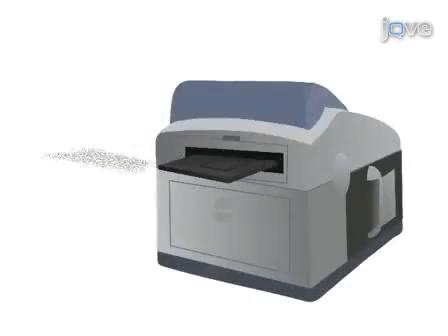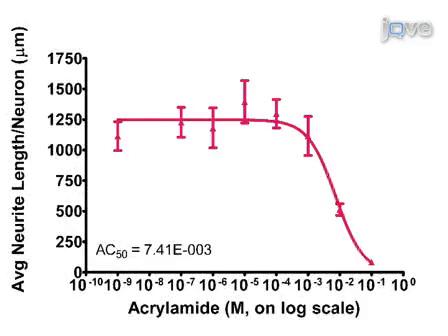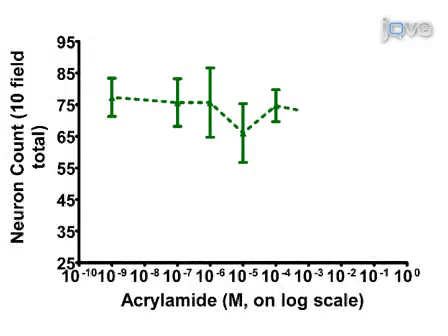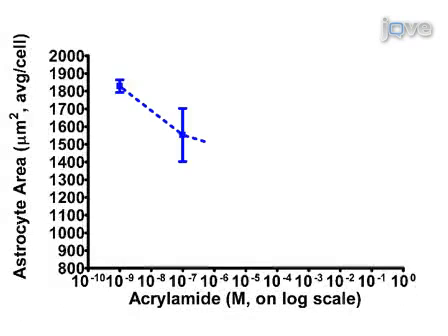Plates are loaded into the GE In Cell Analyzer and the Investigator software is used for analysis. From these plates, readouts for neuro and glial toxicity such as neurite length, neuron count, GFAP expression, and astrocyte area can be obtained.